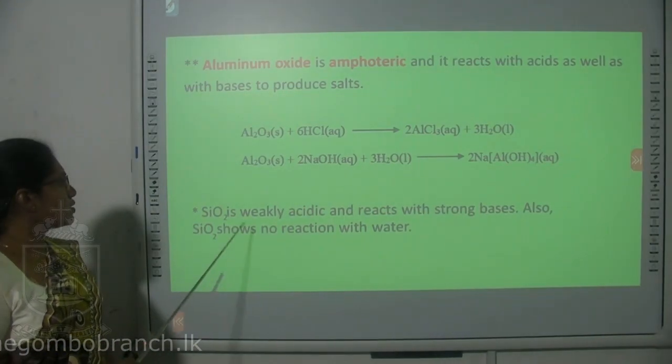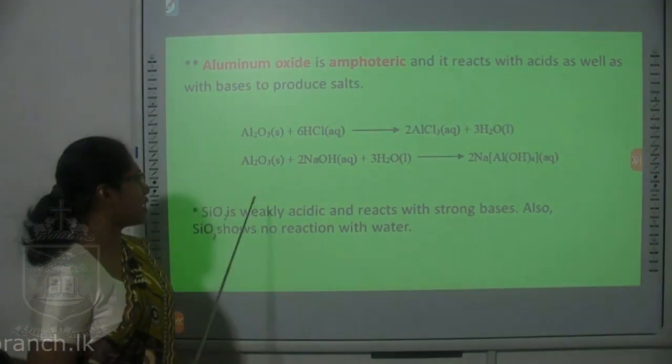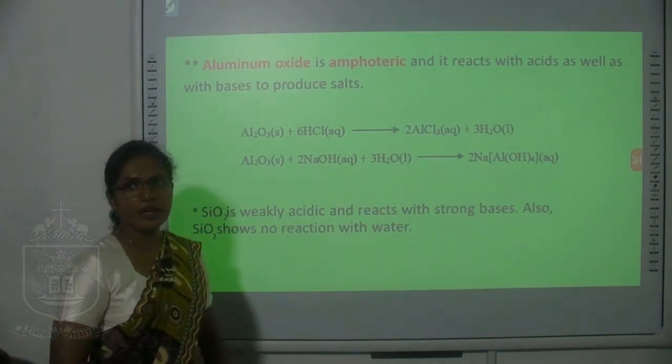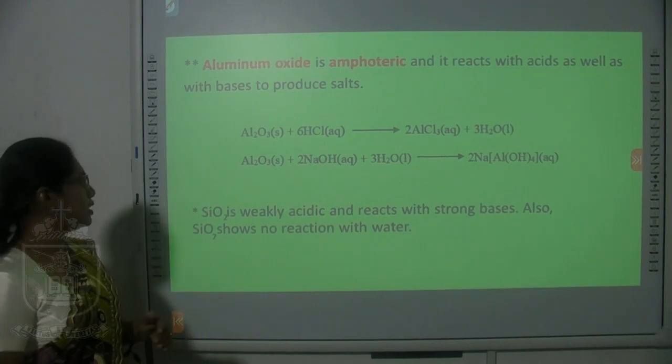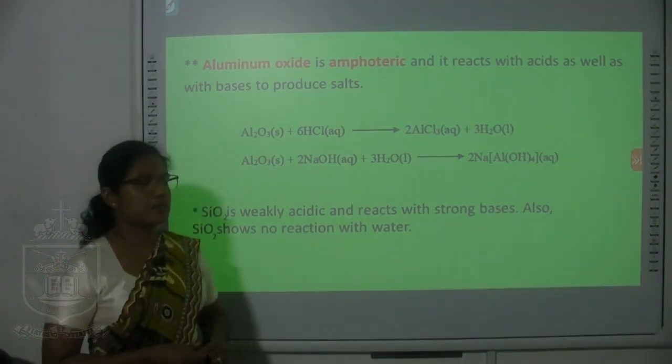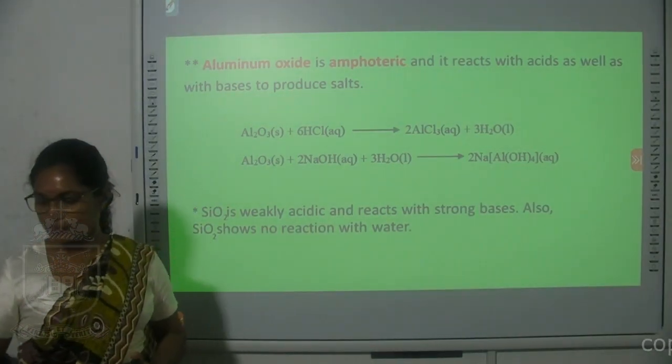Then silicon dioxide is weakly acidic, and it reacts only with strong bases, but silicon dioxide does not react with water.